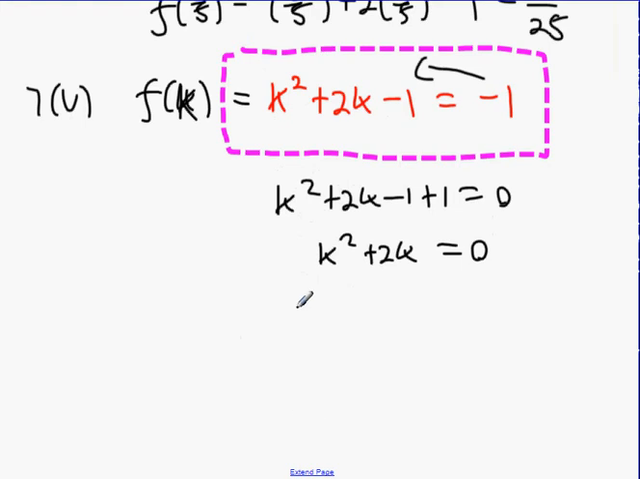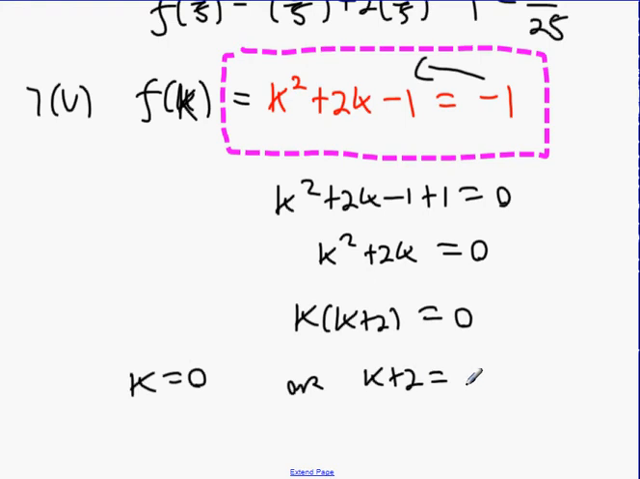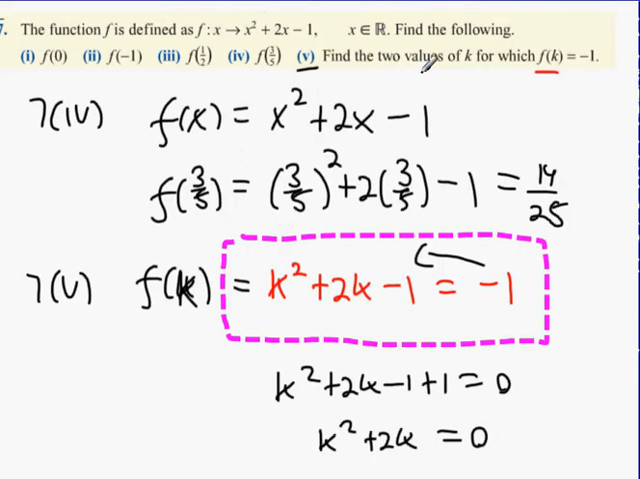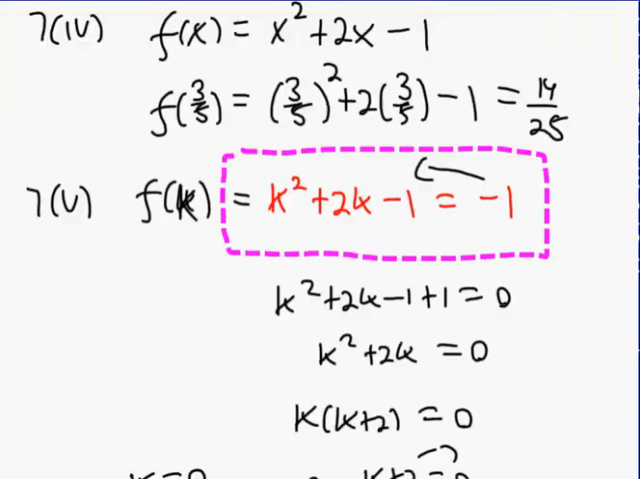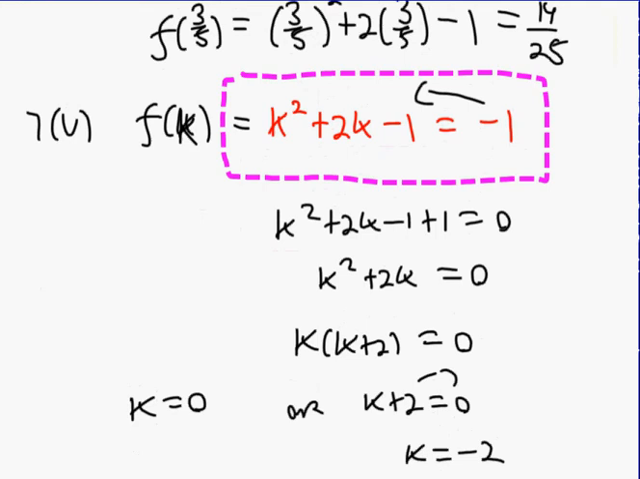Now guys, what happens next? K bracket k plus 2 equals 0. So either k equals 0 or k plus 2 equals 0, and then k equals minus 2. Does the question say value or values? Values, two values. So that's how you know you're right. Okay.